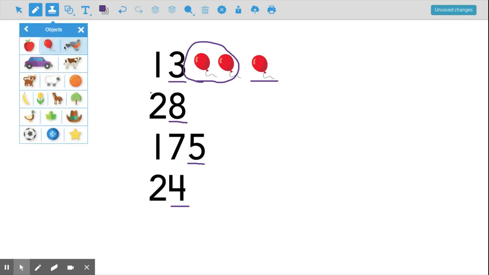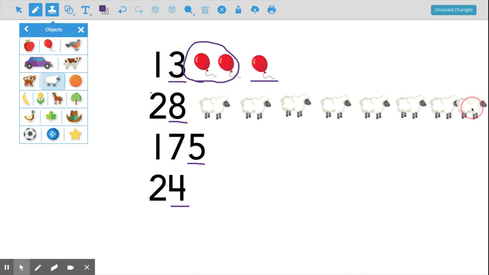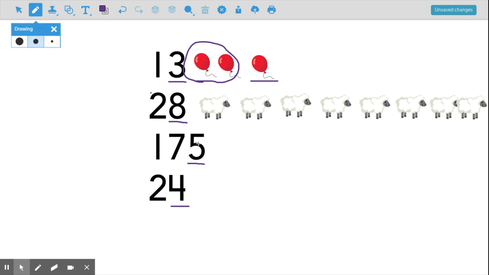Now for 28, I'm just looking at my ones column. If I have 8 sheep, 1, 2, 3, 4, 5, 6, 7, 8, then these two have a pair, these two have a pair, these two have a pair, and these two have a pair. So we know that 8 is an even number, so any number that ends with an 8, has an 8 in the ones place, is also an even number. That means if I were to draw 28 sheep, it would be even. Each sheep would have a partner.